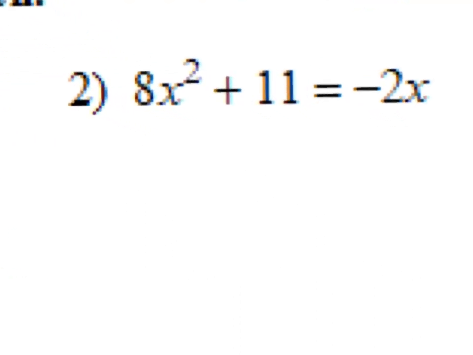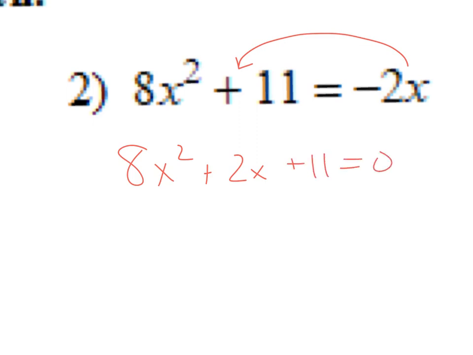Okay, going on to the next one here. Now remember that you have to set this equal to 0. So you get 8x squared, bring that 2x over here in the middle. It's got to be in standard form. So you're going to add 2x plus 11 equals 0. And again, A is 8, B is 2, and C is 11.